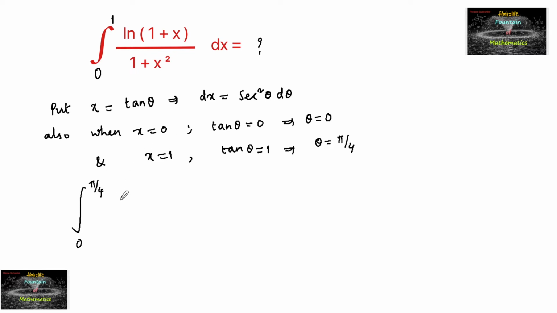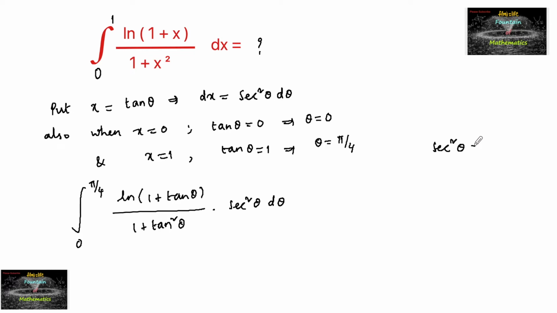And log of, x is tan θ, so we can write (1 + tan θ) upon (1 + tan² θ) into dx, which is equal to sec² θ dθ. So we know that sec² θ minus tan² θ is 1. So sec² θ is equal to 1 + tan² θ. So let us substitute here.